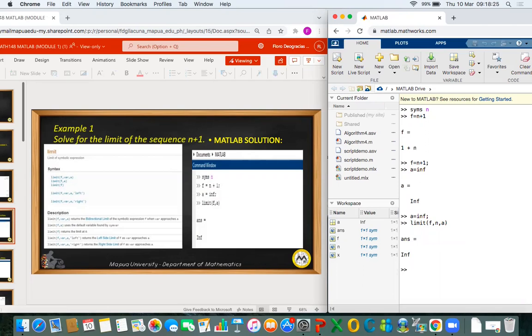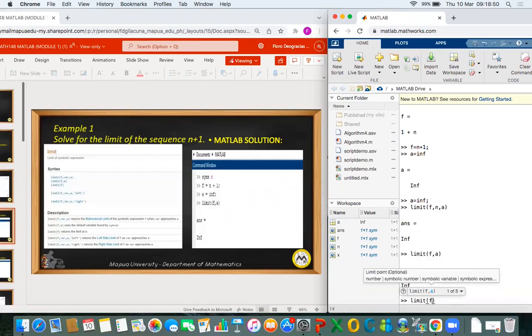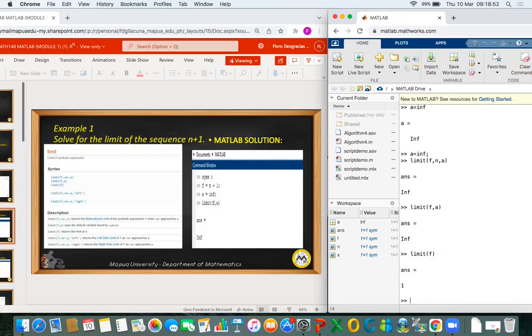So this is the answer. As we also found it manually, class, the answer is infinity. Right, class? If I use the limit with the second syntax, do we have the same answer? Yes. Okay, class? If we just compute using f, let us check. The answer is 1. So it's different, class.